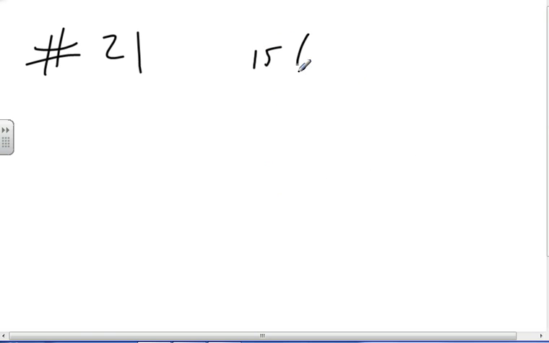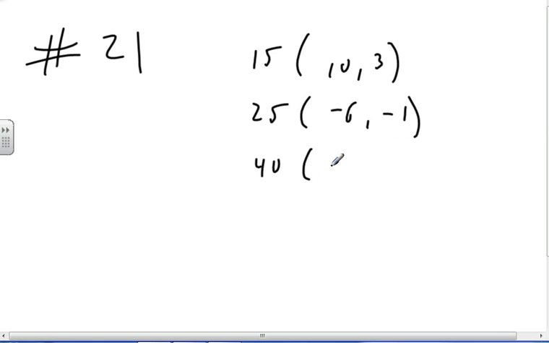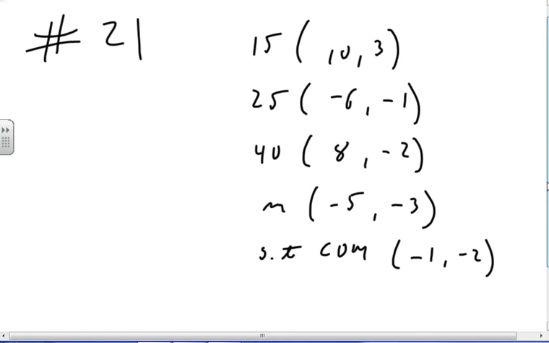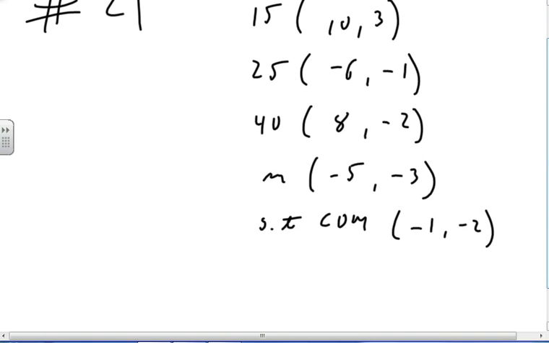I got 15 at 10, 3. I got 25 at minus 6, minus 1. I got 40 at 8, minus 2. Find the mass. Okay, so I want M at minus 5, minus 3 such that the center of mass is at minus 1, minus 2. Okay, so that's what I want to do. Now, I can't even see the whole problem at the same time.